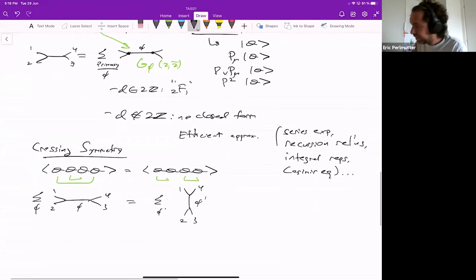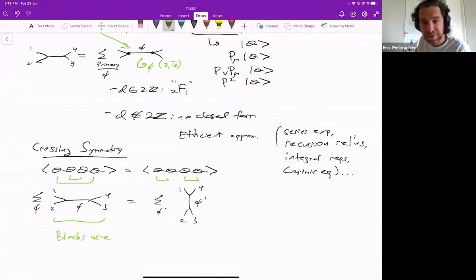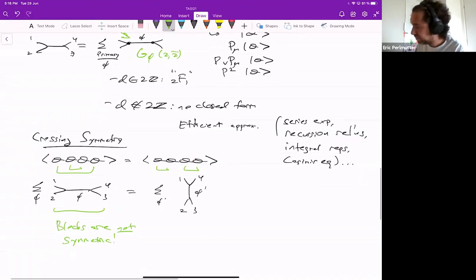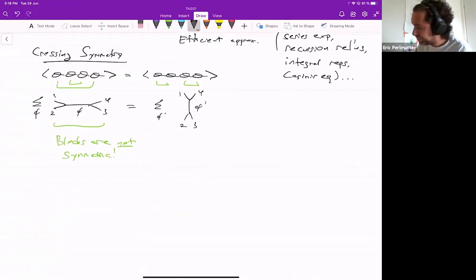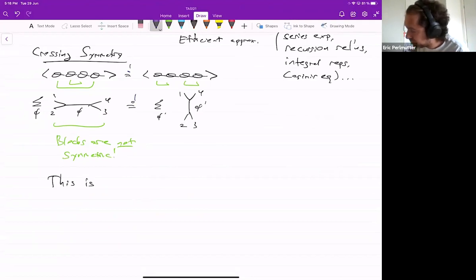And the key point is that the blocks are not crossing symmetric. What the whole sum must be. So imposing this is powerful.